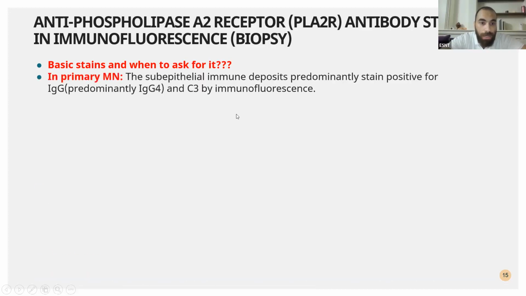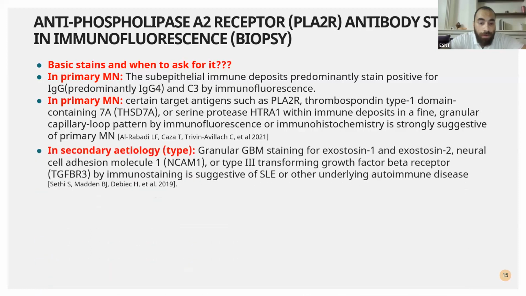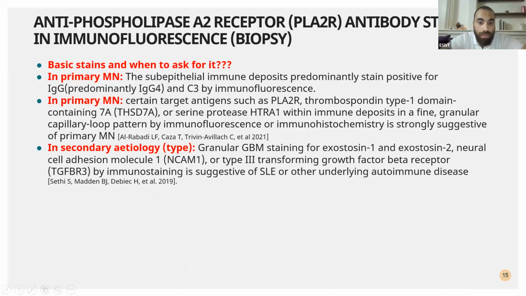And we can see here in primary membranous, as we mentioned, we have subepithelial deposits, which should be mainly IgG4. To be sure this is primary membranous, you have to stain against phospholipase A2 receptor antibody, thrombospondin type 1, or serum protease within the biopsy, and it should be a granular deposit around the capillary loop. So the pattern should be granular, and the site should be around the capillary loop only. Regarding secondary etiology, if you stain the pathology against exostosin 1 and/or neural cell adhesion molecule or type 3 transforming growth factor beta receptor, this will go for lupus or other causes of secondary membranous. So if you change the type of antigen, you will change the diagnosis.